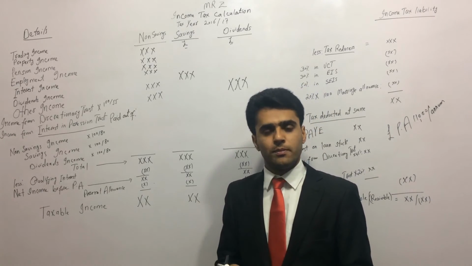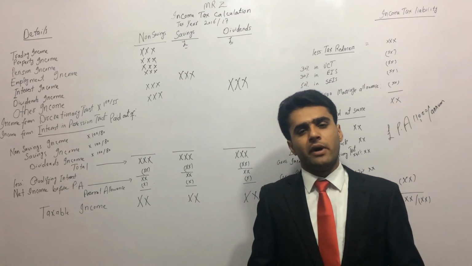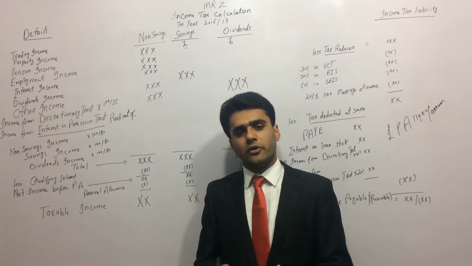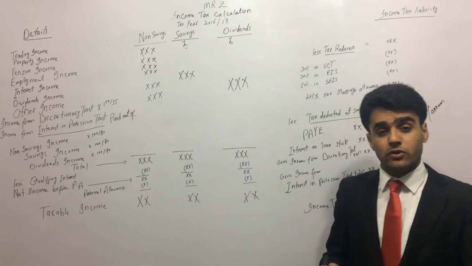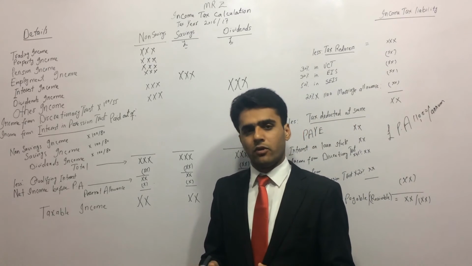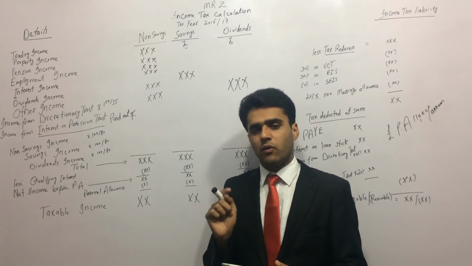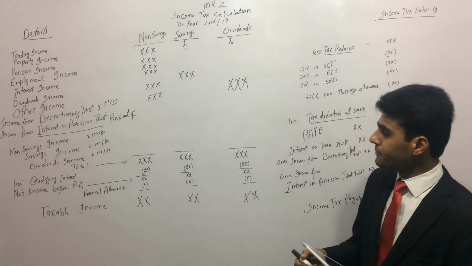Please make sure you write down on your notebook. If you have received interest on the loan stock of an unquoted company, we need to gross it up. We will multiply by 100 divided by 80, whatever the amount is given in the question. All other interest income will be given gross, so no need to gross it up, except for one, which is interest on the loan stock of an unquoted company. Right?